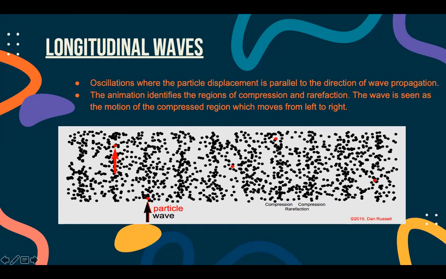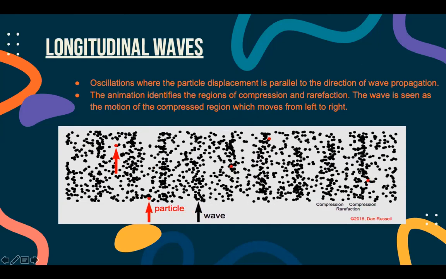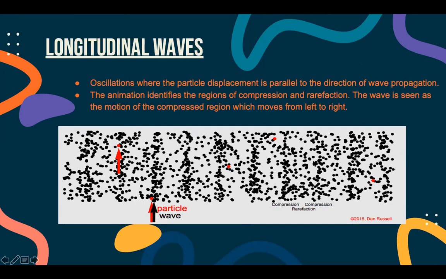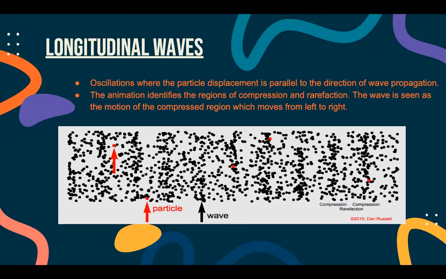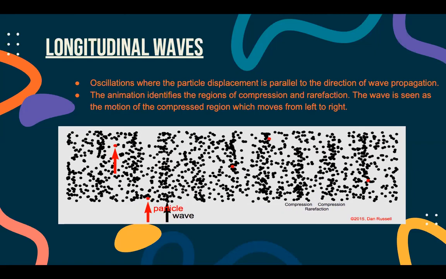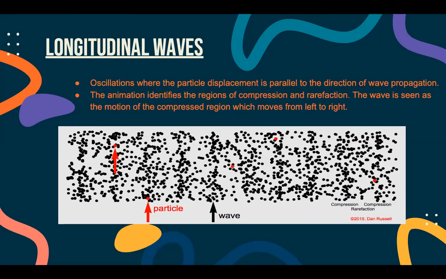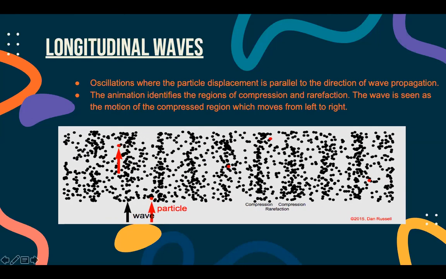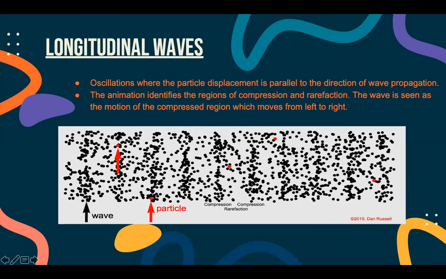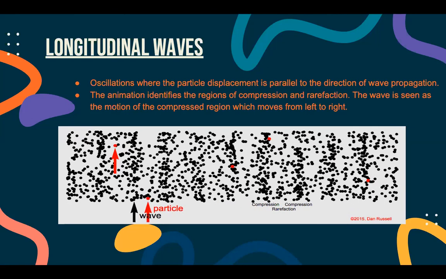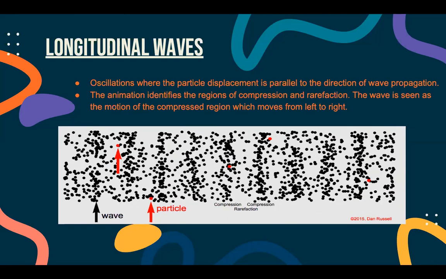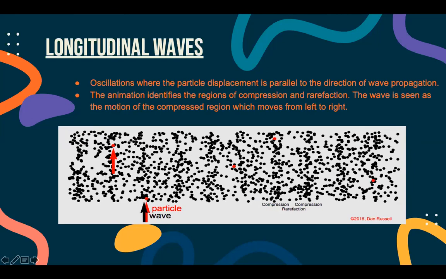we can see that its movement is in a parallel direction. As you can see here, the oscillation is in a parallel direction. The animation identifies the regions of compression and rarefaction. Compression is where the molecules are close together, and rarefaction is where the molecules are far apart. Their direction is from left to right, as you can see.